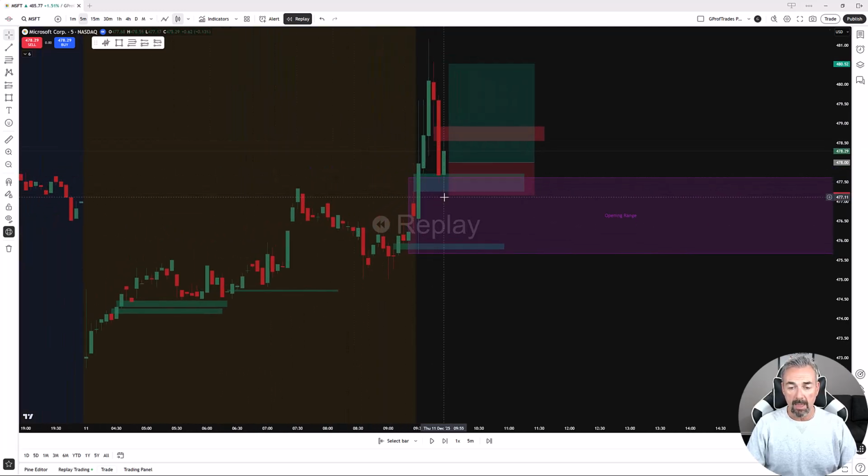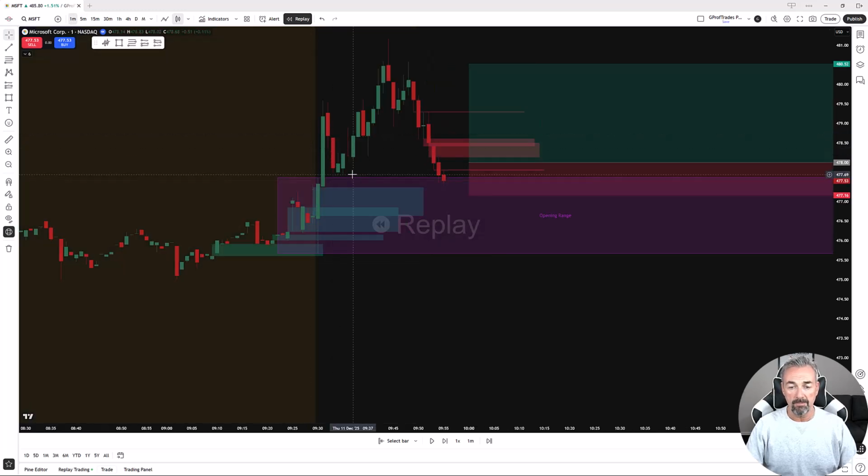Once we came back into this range is when I switched over to the 1-minute. And then when you zoom in to the 1-minute, you can tell that we've come into this area. There is a 1-minute fair value gap from the open right here. But then I was just looking to see, are we going to start buying here? Do we see volume come in? Do we see buyers coming in at this level now that we're piercing back into the opening range?